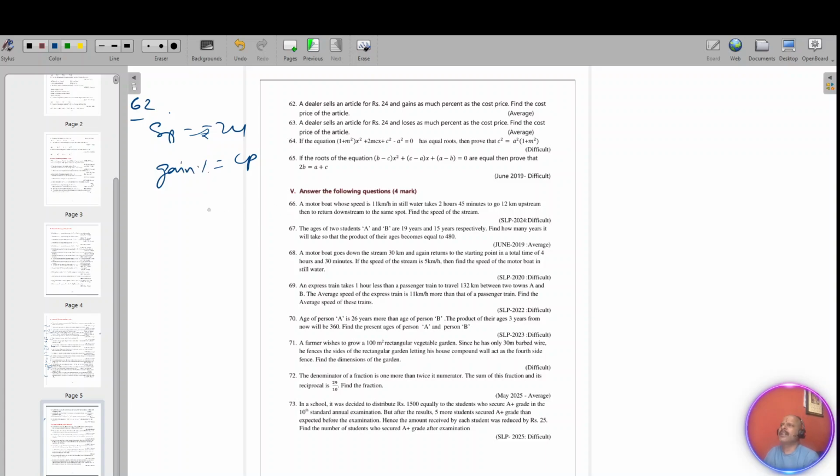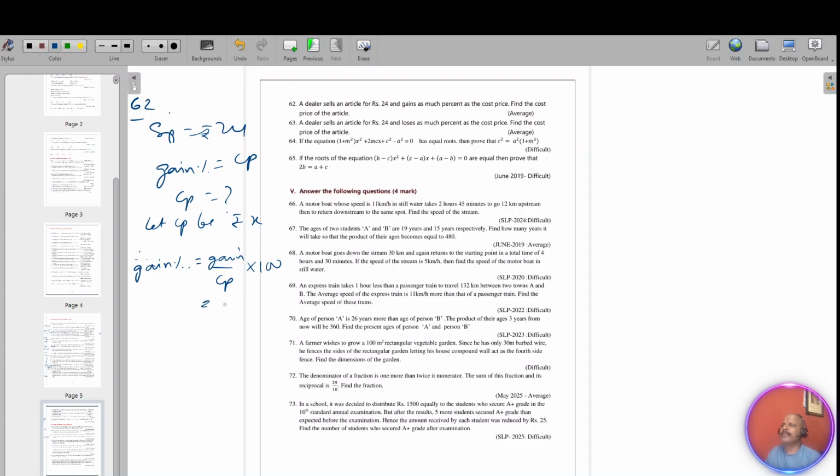That's what is given, right? And find the CP. Since we don't know the CP, let CP be rupees X. Therefore, we know gain percent is gain by CP into 100. Gain or loss percent, we always calculate based on the CP. Remember that. This was taught in the 8th standard comparing quantities chapter.